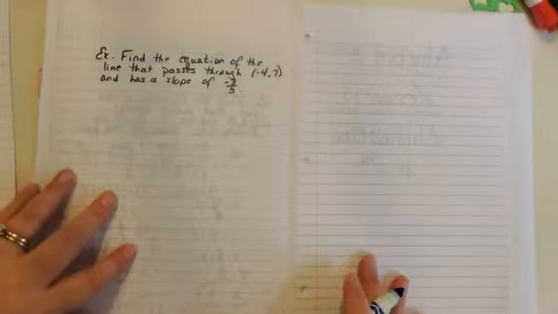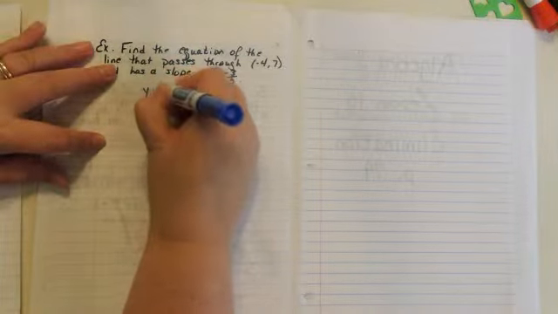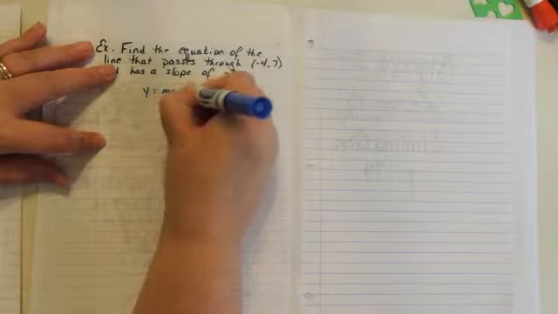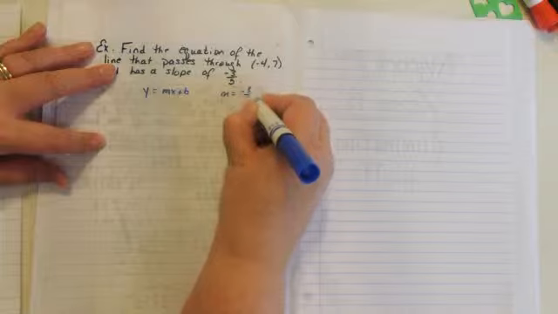Find the equation of the line. Let me move this down. I think I've scooched up too far. Find the equation of the line that passes through -4 and 7 and has a slope of -3/5. Well, this time they gave us the slope. So our form is y equals mx plus b, and we already know that m equals -3/5.